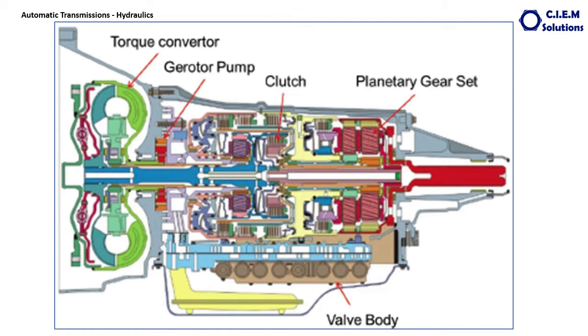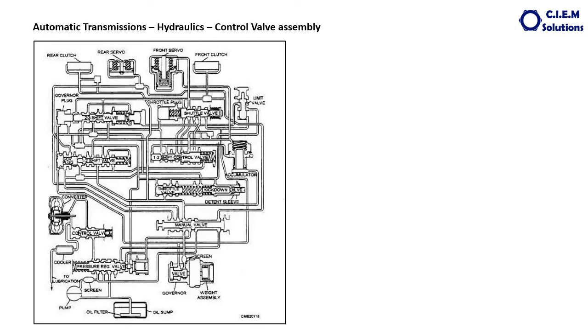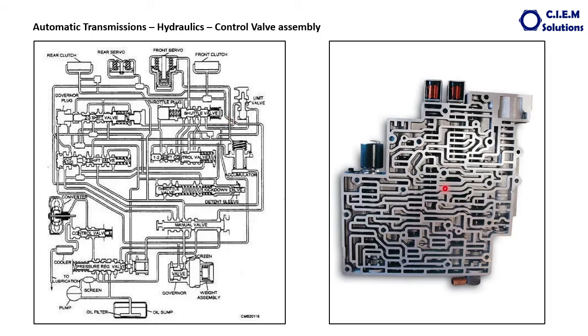This control valve has many other valves, which we will discuss now. The control valve diagram will look like this. Overall, the control valve looks like this. This is a kind of aluminum alloy or aluminum casting. These grooves are oil passages.